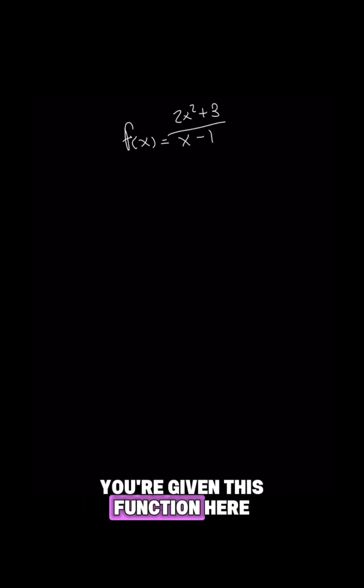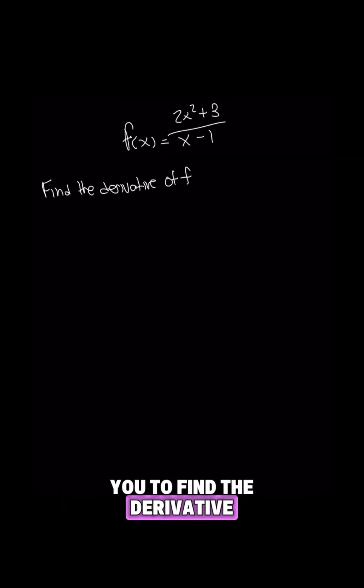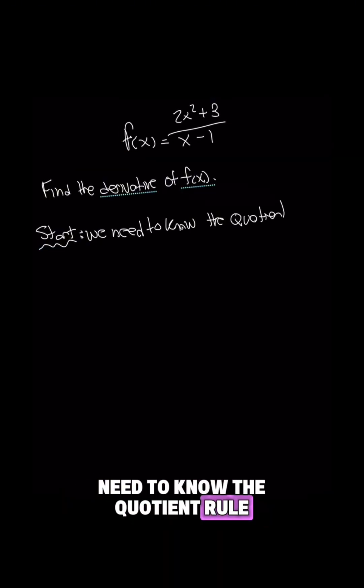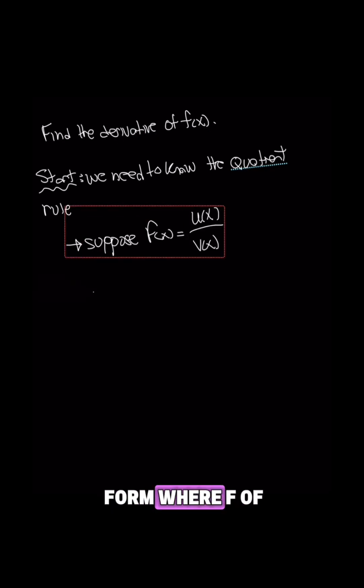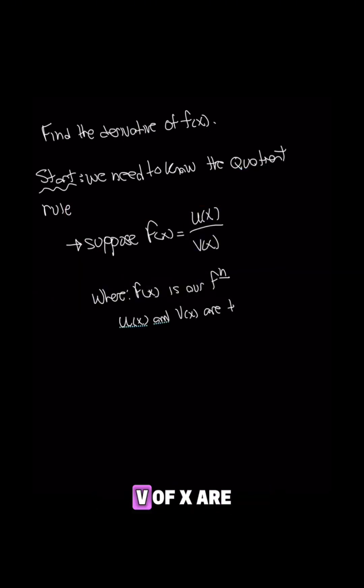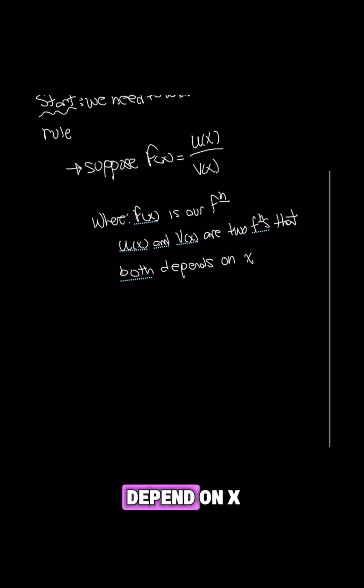Alright, so let's say you're given this function here, and the question wants you to find the derivative. To do this, we need to know the quotient rule. Suppose f of x is given in this form, where f of x is our function, u of x and v of x are two functions that both depend on x.